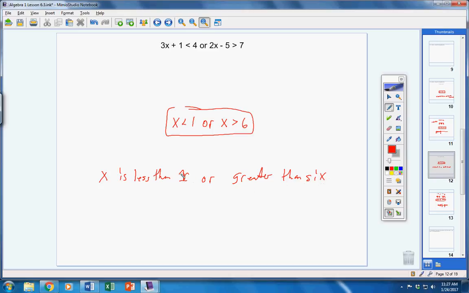Actually I should have put the word "one" here to be technically correct. X is less than 1 or greater than 6. And that's it, guys. Okay? Not difficult. Very simple math. Again, we're dealing with compound inequalities. Hope this video has made sense to you guys. We've looked today at conjunctions and disjunctions.